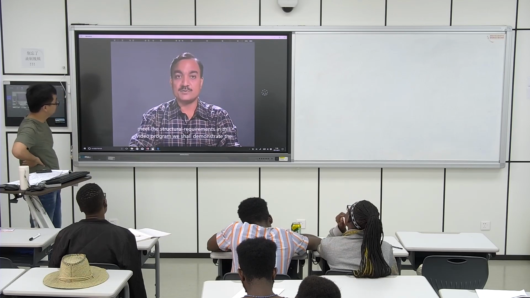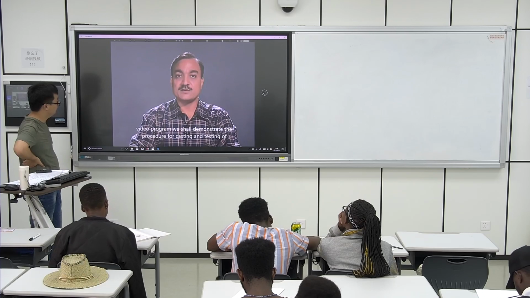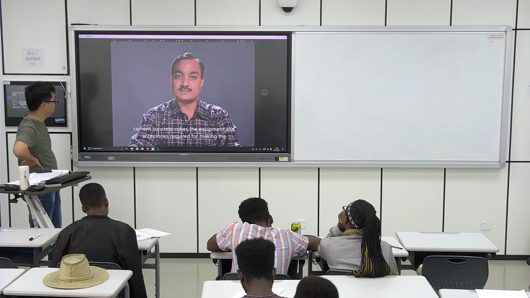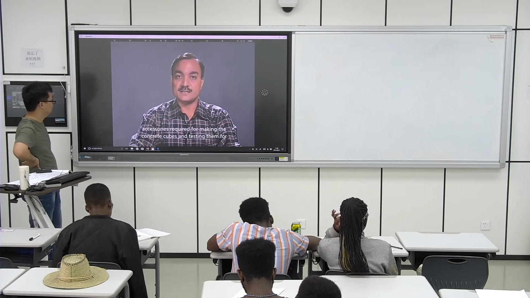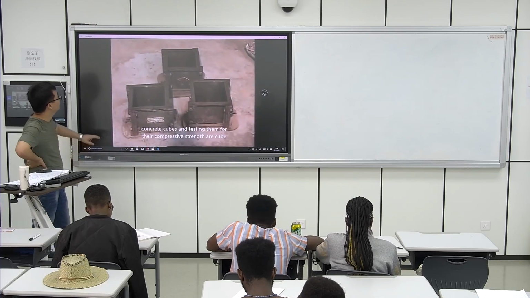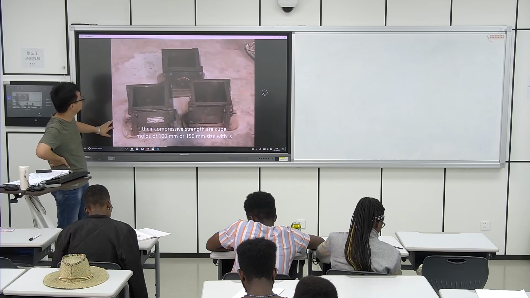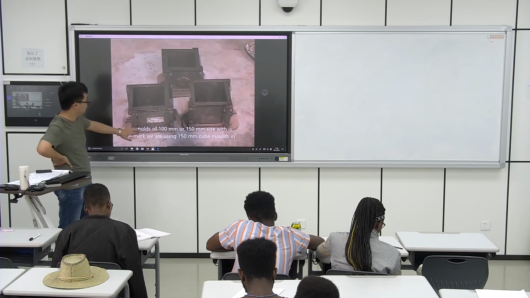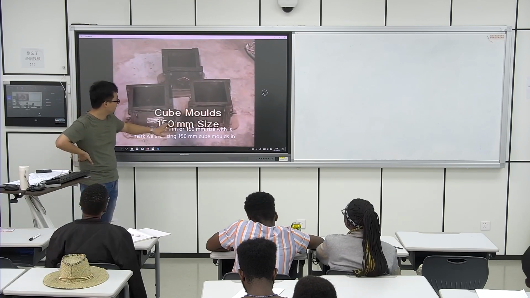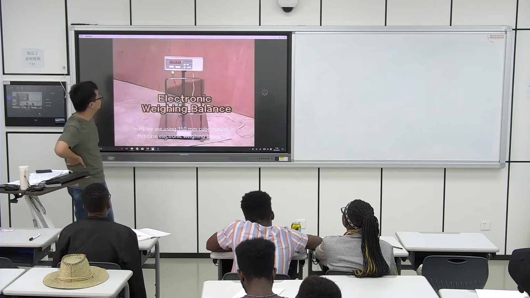In this video program, we shall demonstrate the procedure for casting and testing of cement concrete cubes. The equipment and accessories required for making the concrete cubes and testing them for their compressive strength are cube molds of 100 mm or 150 mm size with IS mark. Here, we are using 150 millimeter size cube molds.